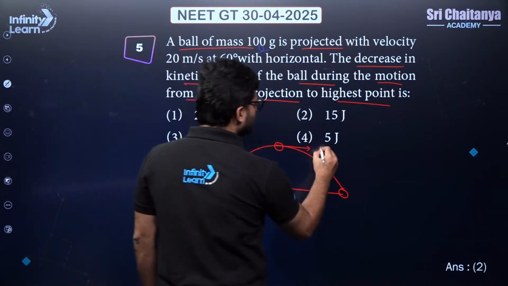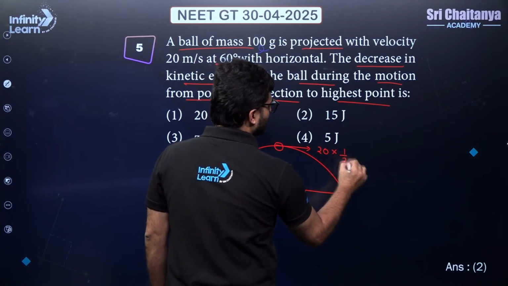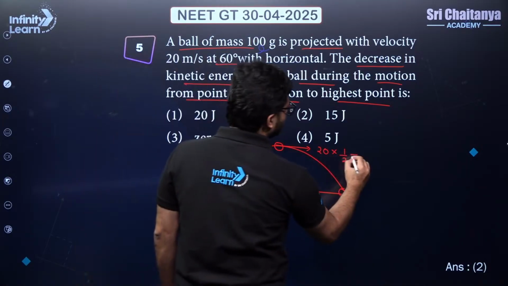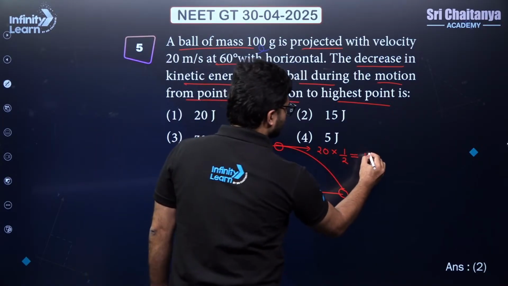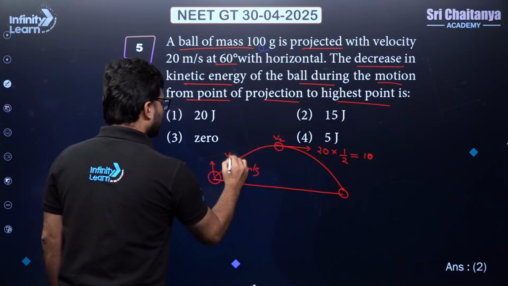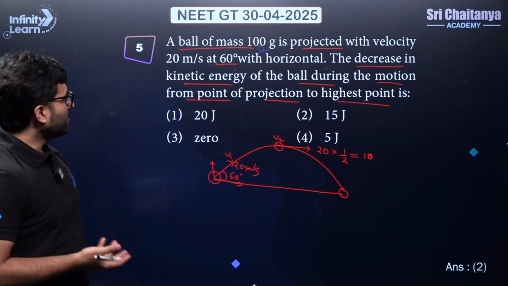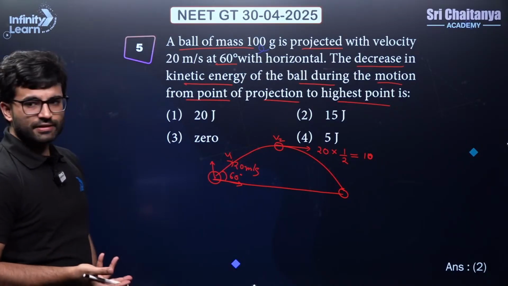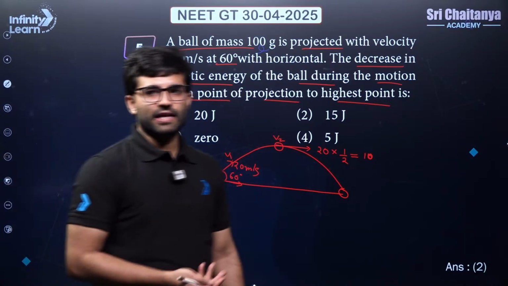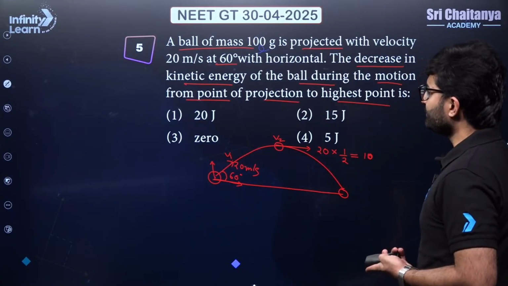So let us try to do this. 20 cos 60. What is cos 60? 1 by 2, right? The value of cos 60 is 1 by 2. So this will come out to be 10. Clear? Now we have velocity here. Can we calculate the difference in kinetic energies, right? Or whatever they have asked, the decrease in the kinetic energy. You do half mv square here, you do half mv square here, then just take the difference. That is very, very simple calculation, right? So I'm not doing that because we have to cover a lot.